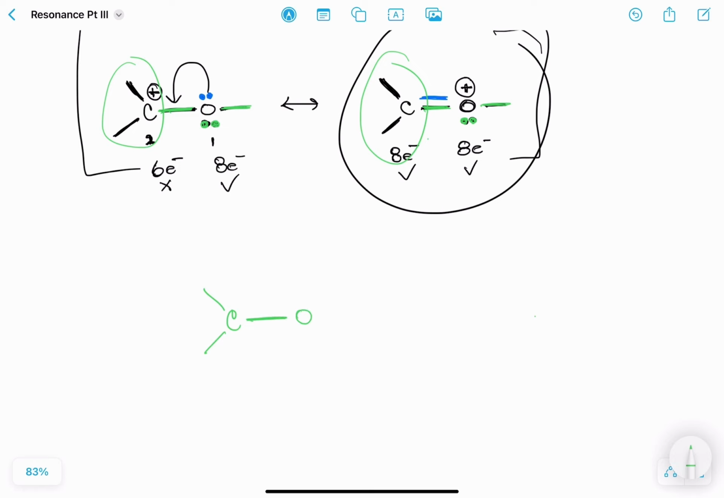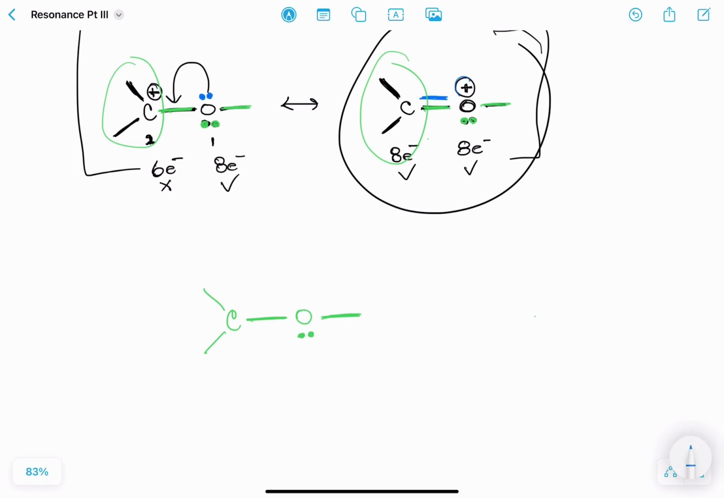Again, we know there's at least one green bond in both. The blue on the right is not present in the left, so we're just going to do the lone pairs, which also are present in both. These green are present in both structures, but the blue lone pairs are not. And then lastly, this bond is present in both structures. So that's my backbone. Now let's take a look at what has changed.